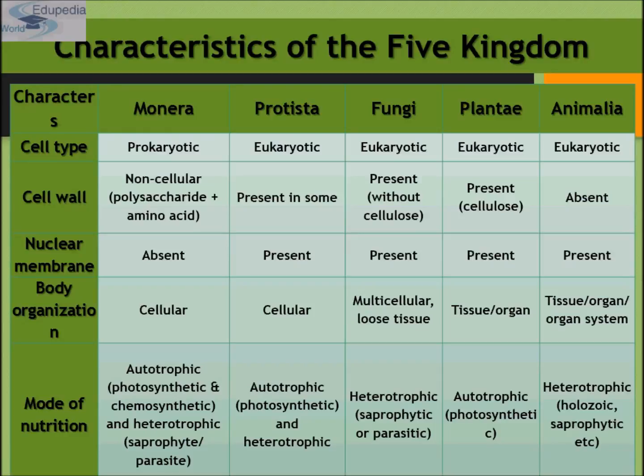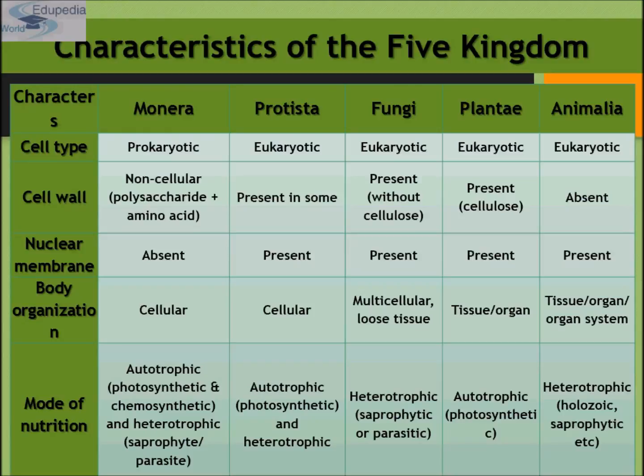Now the body organization, meaning whether it is made up of cells or tissues or organ or the organ system. Cellular level of organization is seen in monerans and protistans, whereas in fungi it is multicellular but the tissues are loosely adhered to each other. In plantae, tissue and organ system level of body organization is seen. And in animalia, tissue and organ system is seen.